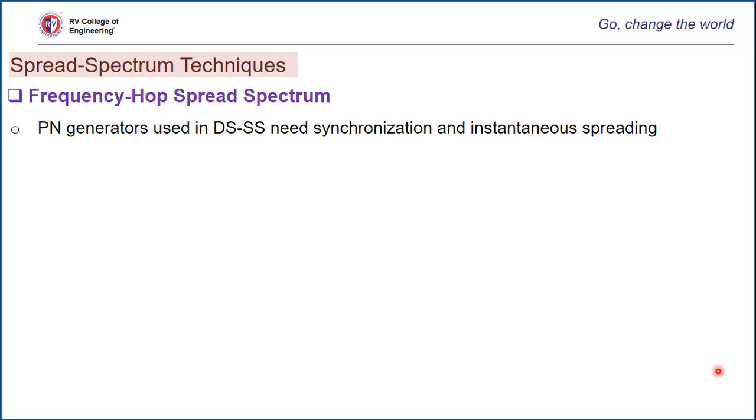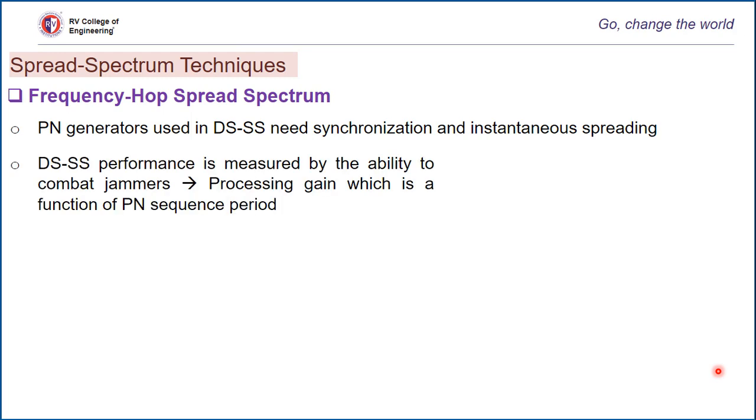Also, we saw that the direct sequence spread spectrum technique uses a PN sequence to modulate a phase shift keyed signal, which achieves instantaneous spreading of the transmission bandwidth. The ability of such a system to combat the effects of jammers is defined in terms of the processing gain of the system, which is a function of the PN sequence period.